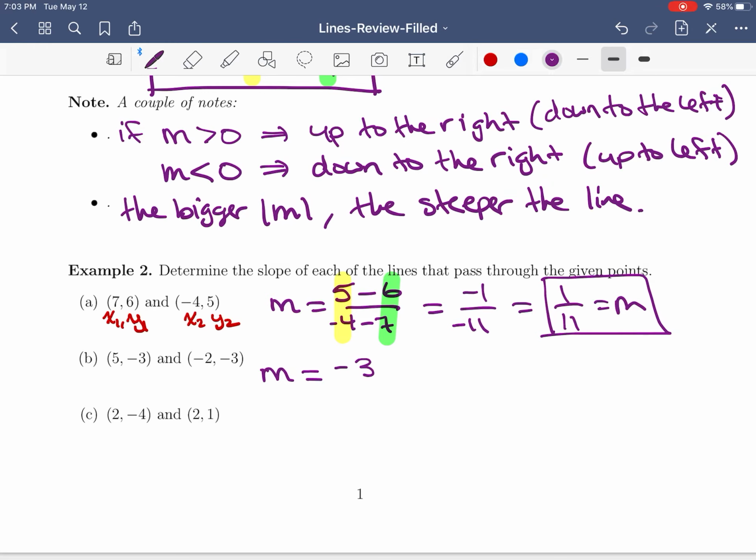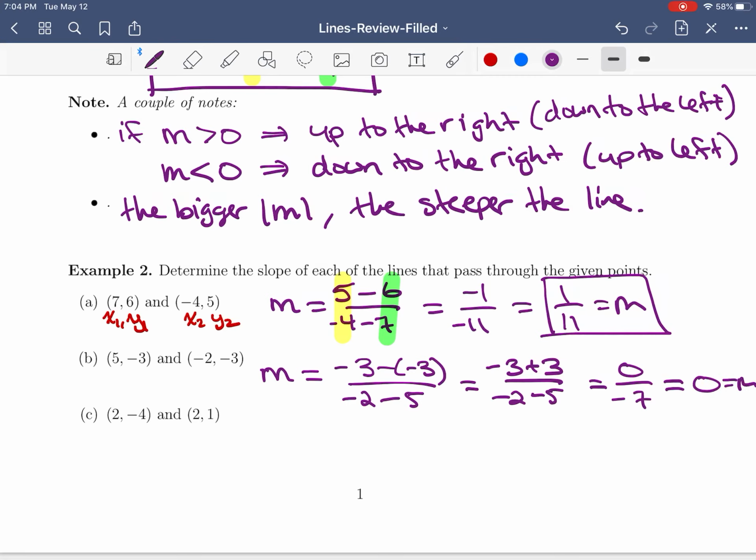Let's try another one. So I'm going to label them the same way. So it's going to be -3 minus -3 over -2 minus 5. So this is -3 plus 3 over -2 minus 5. So I have 0 over -7. Okay, that's not a problem. Okay, that's 0. So here our slope is 0.